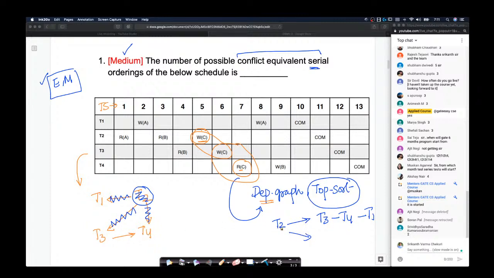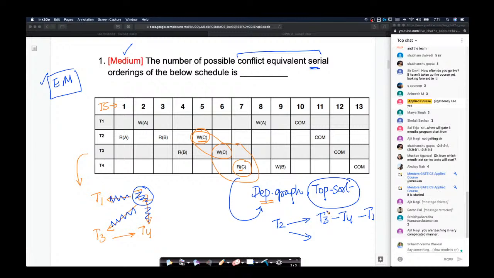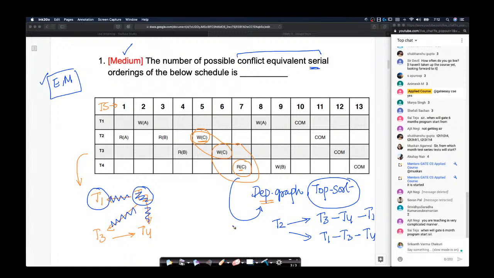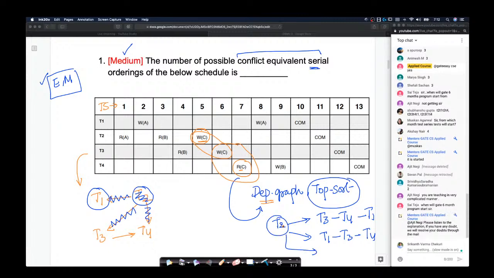So we'll start with T2, T3, T4, T1. Here notice that T3 is before T1 in the serial order. Similarly, I can also order it like this: T2, T1, T3, T4. Even here, because there is no edge from T1 to T3 or T4. There is no such edge. So T3 in the serial order, I can place it anywhere. I just have to ensure that T3 is before T4. Again, T2 is the first one, obviously.